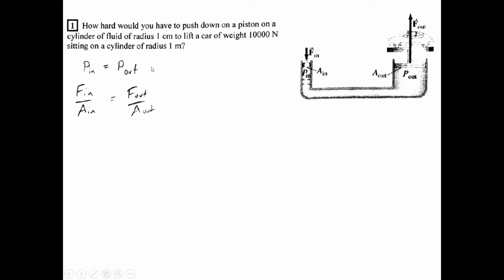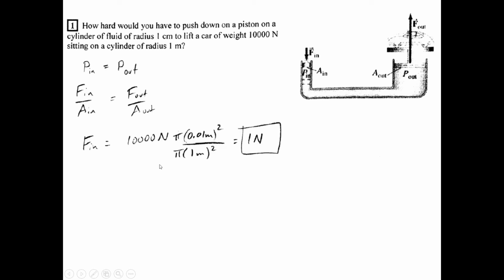So the fact that the pressures are equal because they're at the same heights in the fluid means the force that I have to apply down here divided by the area of that cylinder is equal to the force being applied down by the car's weight divided by the area of this cylinder. And let's follow that through to its consequences. How hard do I have to push F_in if F_out is 10,000 newtons? And when I do that, I have different radii for the cylinders there.